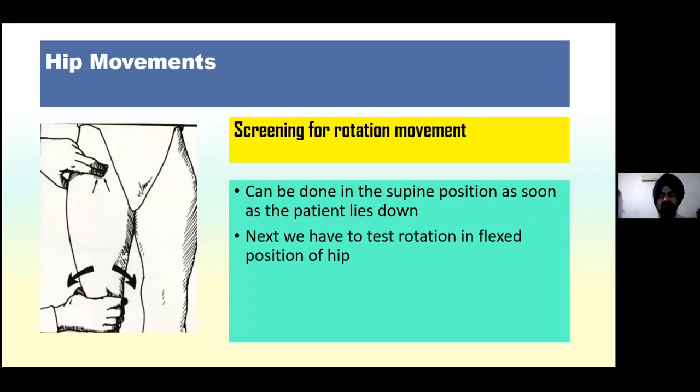We also need to mark the rotational movement of the hip, because what is a hip joint? Hip joint is a ball and socket joint. It has movements in all the directions. In addition, for the rotational movement, there are two types: one is internal rotation and the other is the external rotation.